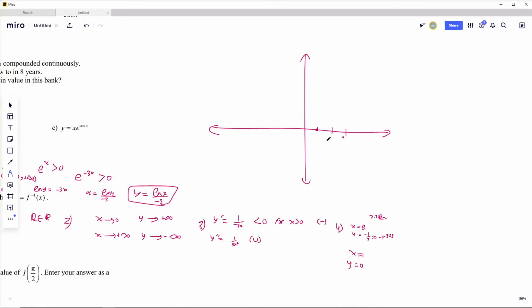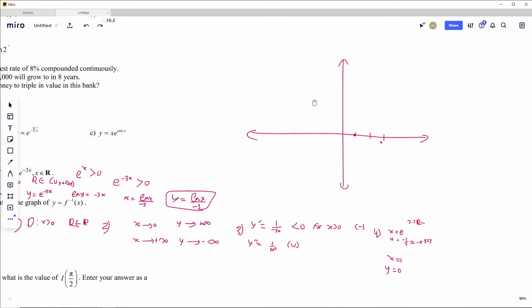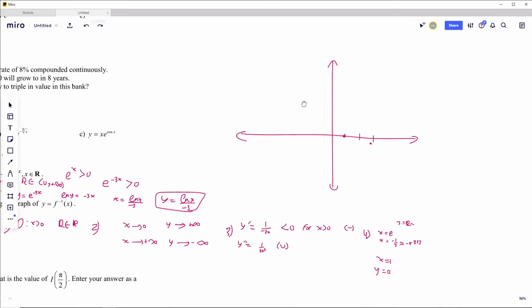Okay, so you can see where this is going. It's always decreasing, and it's concave up. And x is always greater than 0. So it's like this.